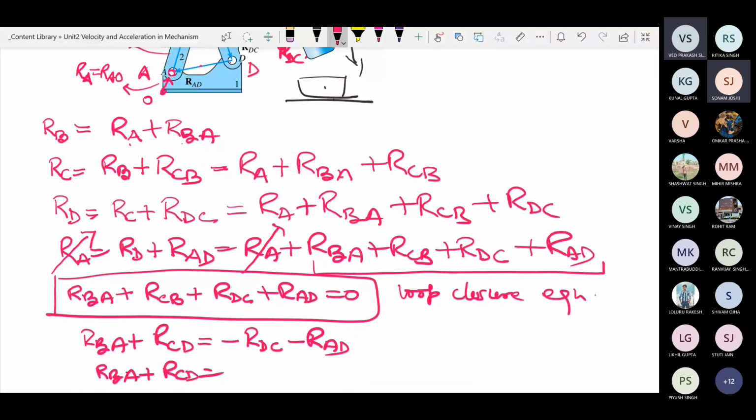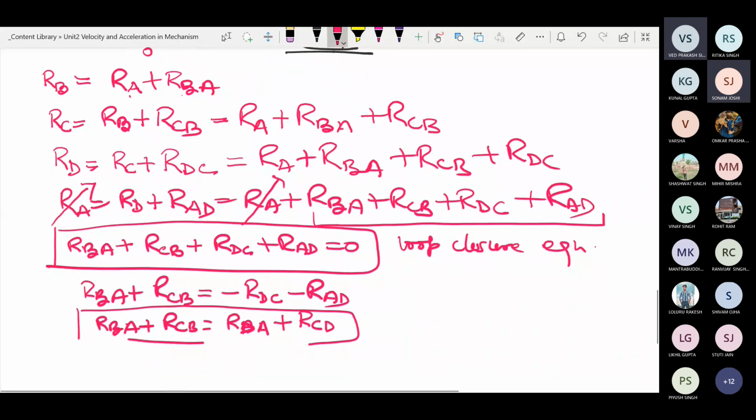I have written something wrong. Yes. Sir, RCB. It is RCB, right? Okay. RBA plus RCB. So this will become what? RCD. First I will write actually this term, RDA, plus RCD. This is another loop closure equation.